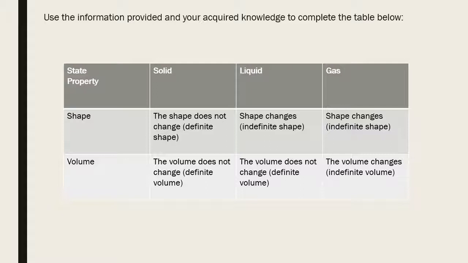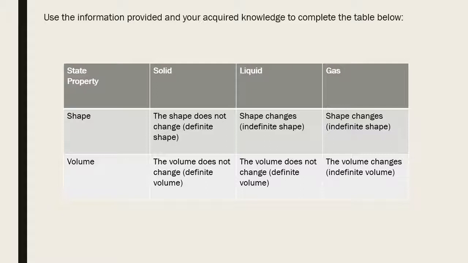So we've got solid, liquid and gas, and we want to see the shape and volume. So let's look at the shape first for the solid. The shape does not change. That means it has a definite shape. With liquid, the shape changes. So if I have 2 beakers, for example, a cylinder beaker and a round bottom flask, if we pour water from the cylinder beaker into the round bottom flask, it will take the shape of the round bottom flask.